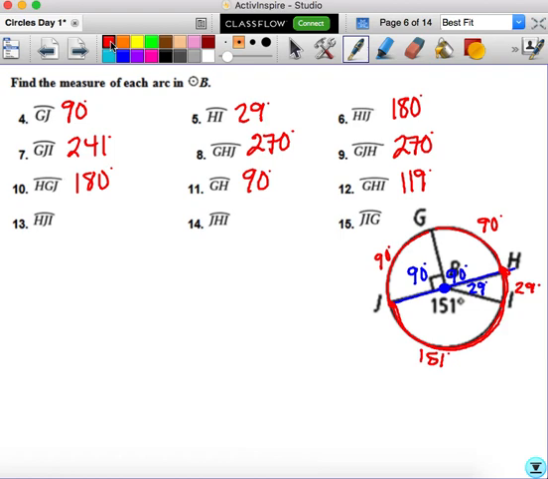From H to J to I, that's almost the whole circle. It's everything but the 29 there, so I could also do 360 minus 29, or I could add all of that together to get 331. J to H to I, that's a 180 plus a 29, that's 209. And J to I to G is a 270. So again, because our vertex was at the center, the measure of the arc is the same as the angle.